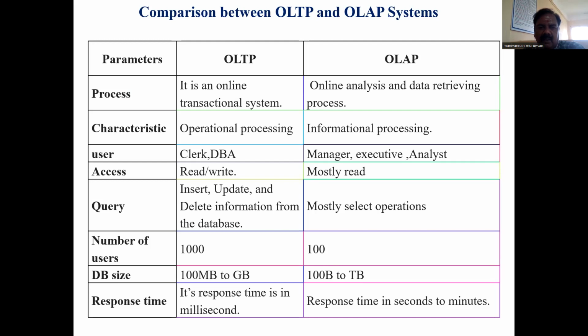What are the characteristics? OLTP is operational processing. OLAP is called information processing. Operational processing means we run the business. Information processing means gathering the data that is available, and that is called information processing. It is used for reporting purposes.